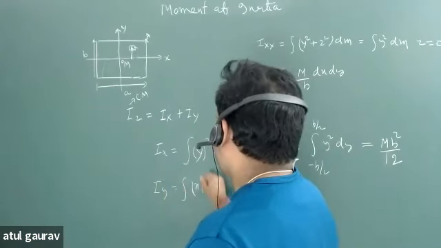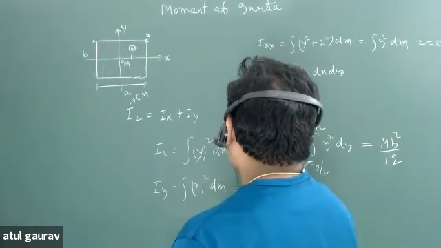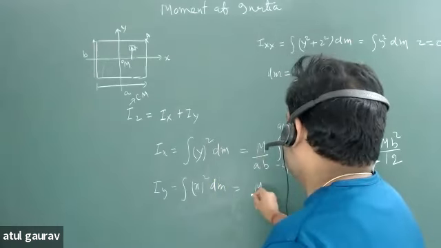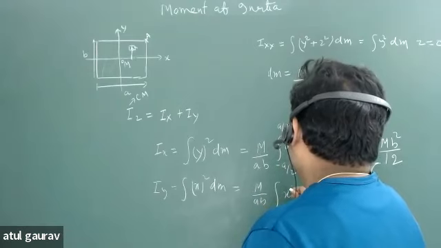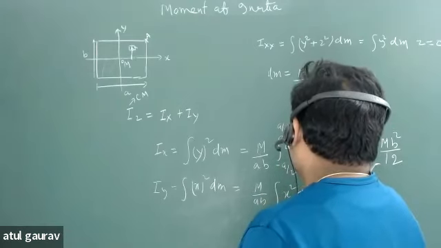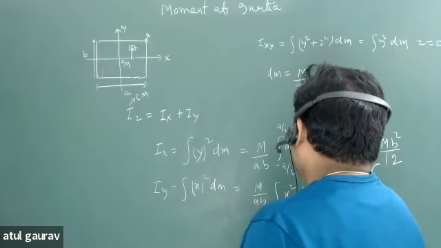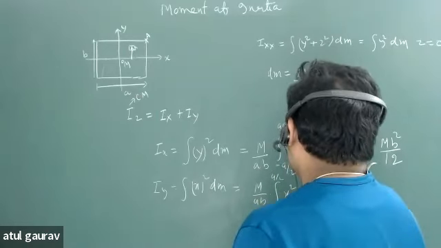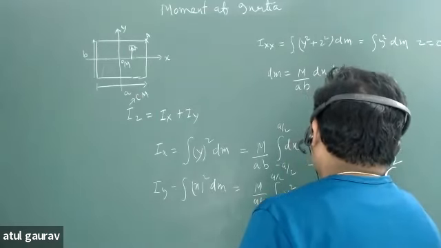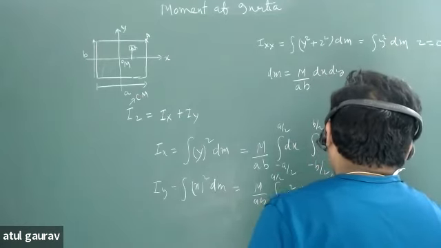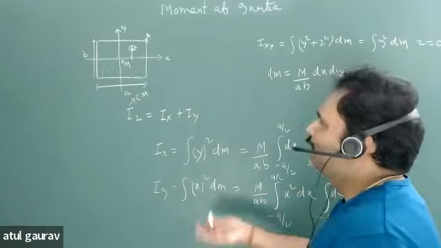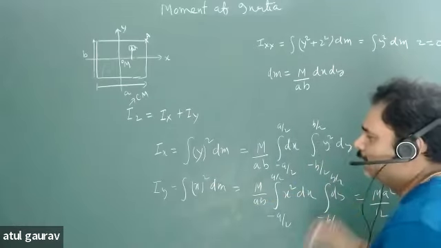Now I can write my Iy directly, but I will write the formula. What will this be? This is nothing but the integral of x square dm, and this value is equal to M upon AB integration of x square dx from minus a by 2 to plus a by 2, and dy from minus b by 2 to b by 2, and that value is M a square by 12. But in the examination, you can write it directly.